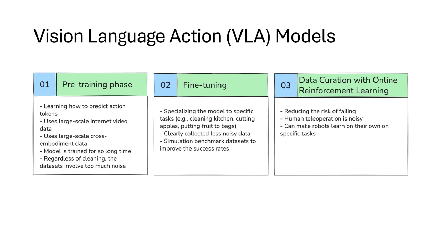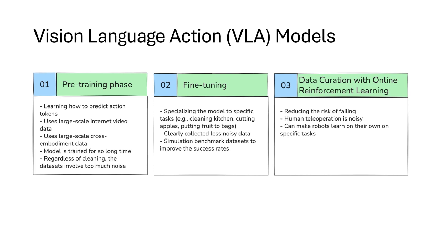In the second phase, we fine-tune the model for more specific tasks like cleaning the kitchen, cutting apples, putting fruit into bags, etc. We use data clearly collected in controlled environments, with less noise, and we also use simulation benchmarks, collecting data from the simulations as well to fine-tune the models.